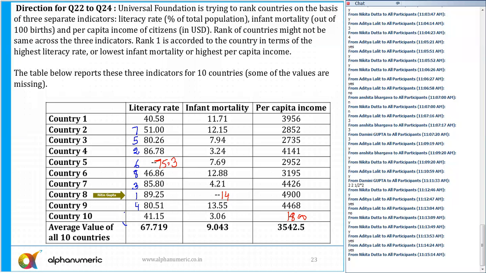Ninth is this, and this is 10. So this is the ranking. Is that clear to all of you? Ranking of literacy rate according to literacy rate.